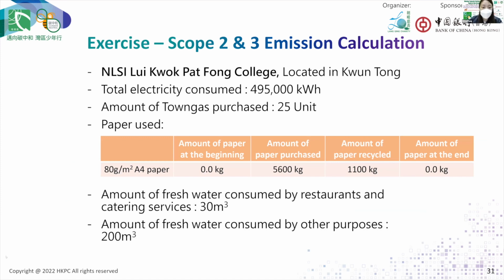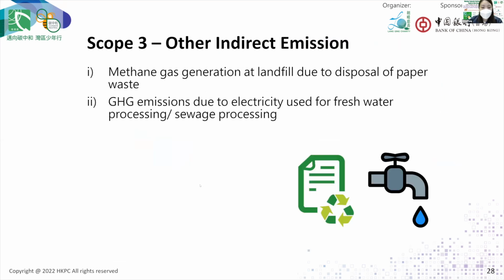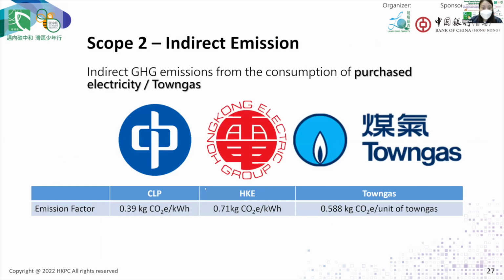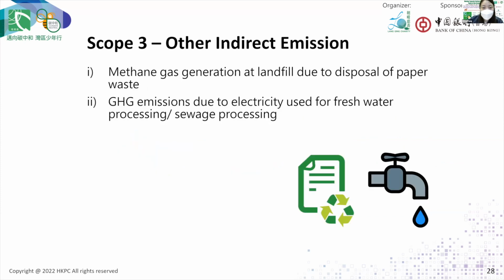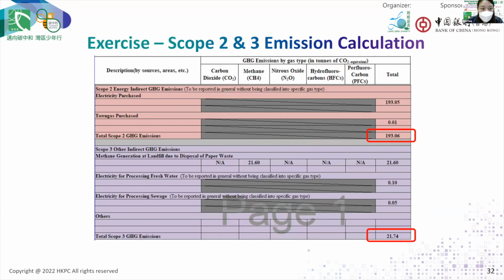And similarly, applying this to the town gas, we have 25 units here, and referring to the emission factor, it is 0.588 kilogram CO2e per unit of town gas. So when we multiply it, we can get that the emission from scope 2 is around 193.06 tons of CO2 emitted.